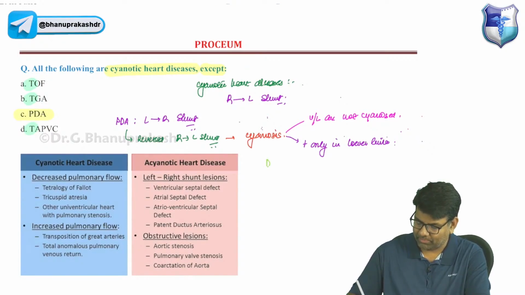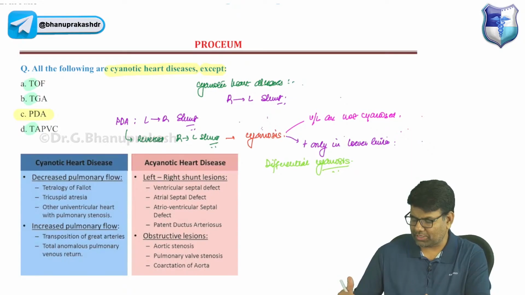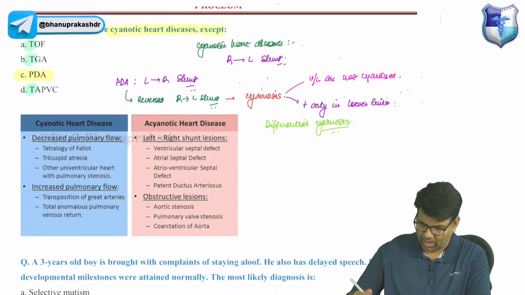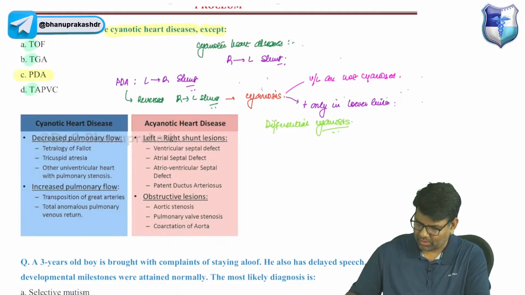This is very important. This is known as differential cyanosis. Yes, very good, Raghu. So this is differential cyanosis, only for lower limb and not seen in upper limb. Now just a few more words about PDA.